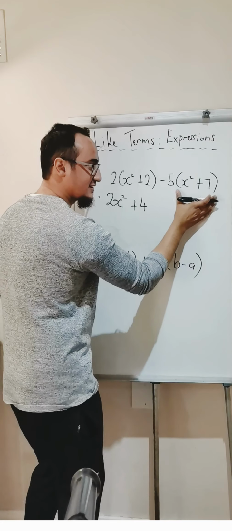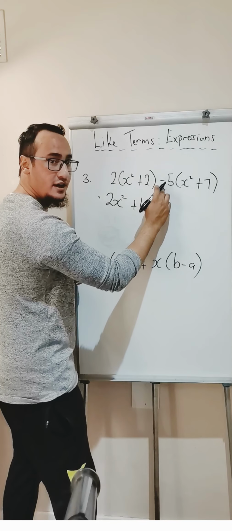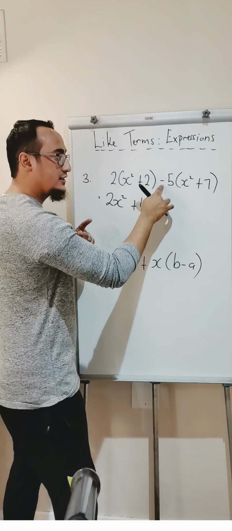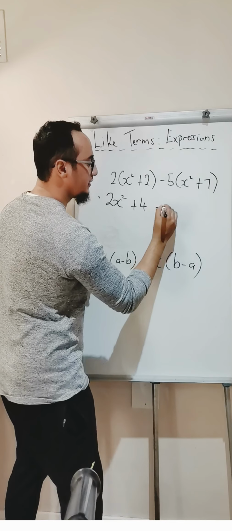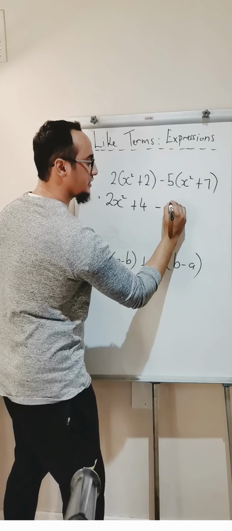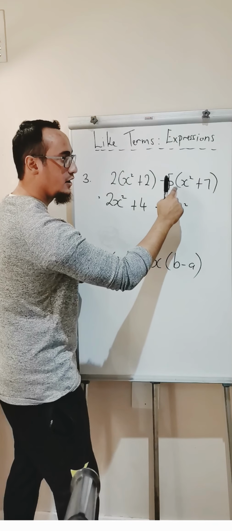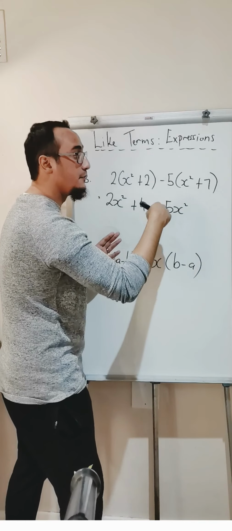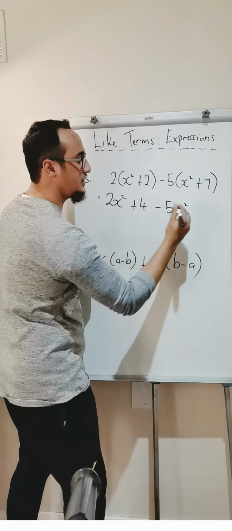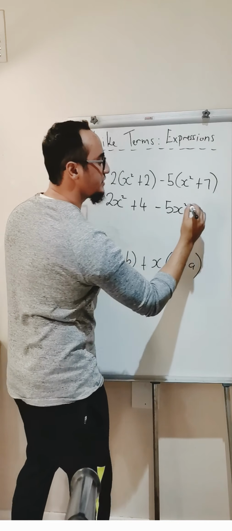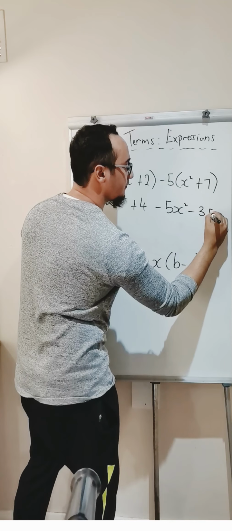Over to my next term over here. Negative 5 multiplied by x squared. So a negative times a positive is a negative. And 5 times x squared is 5x squared. Negative 5 multiplied by positive 7 is a negative first of all. And then 5 multiplied by 7 is equal to 35.